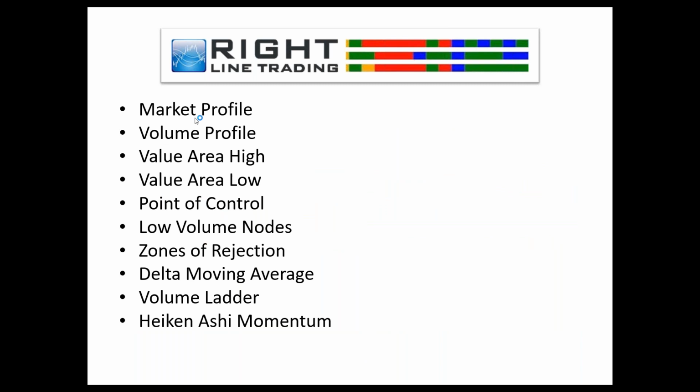So what we're looking at is market profile, volume profile, VAH, VAL, POC, low volume nodes, zones of rejection, the delta moving average, the volume ladder, the Heikin-Ashi momentum, and we're looking at the POC and COT of each individual candle. So we're leveraging volume in the most advanced way that's possible. And if you've got some other system you're using, it augments that tremendously.